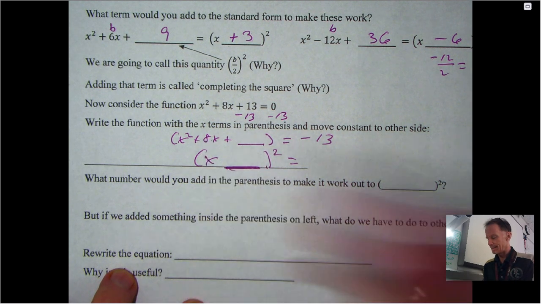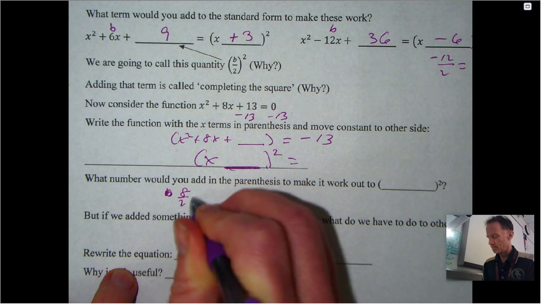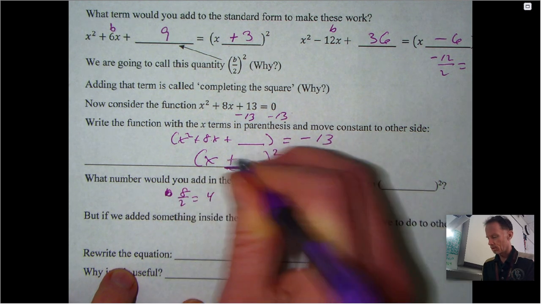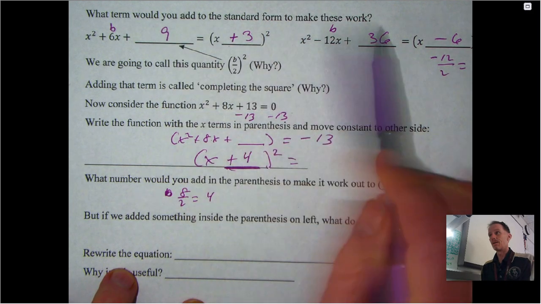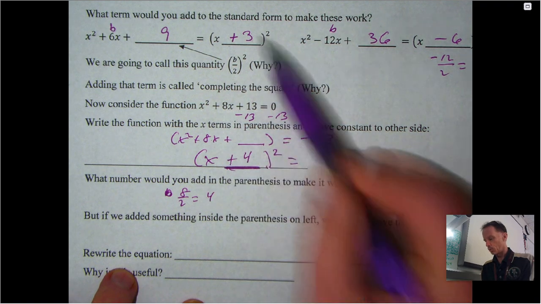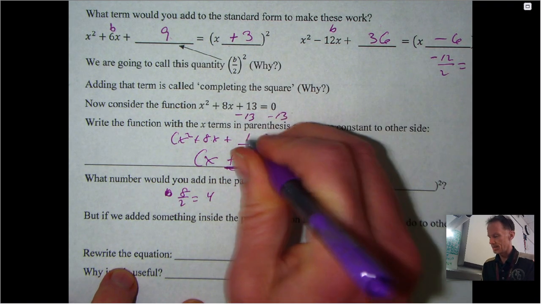My b is 8, so 8 over 2 is 4, so my plus 4 would go right here. And then remember, every time we did all of these, once we have this number, we square it to see what goes in that space. So that's going to be 16.